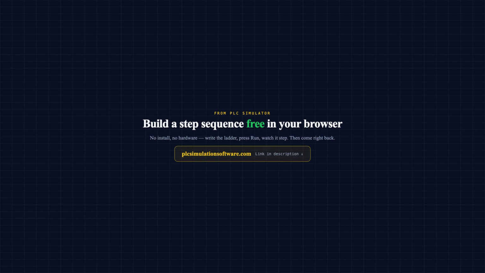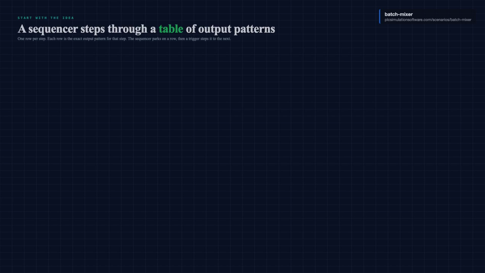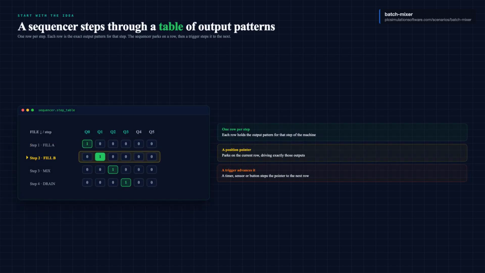So what is a sequencer, really? Picture any machine that runs a fixed routine. A traffic light cycles green, then amber, then red. A car wash runs soak, scrub, rinse, dry. A batch tank fills, mixes, then drains. Each step turns on a specific set of outputs. Then something, a timer, a sensor, a button, triggers the move to the next step. A sequencer captures that pattern directly.